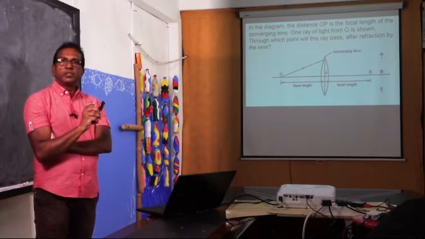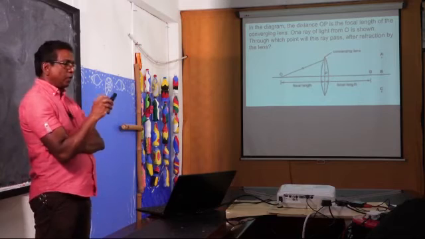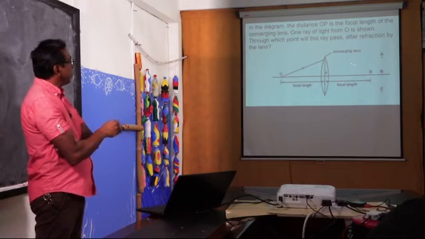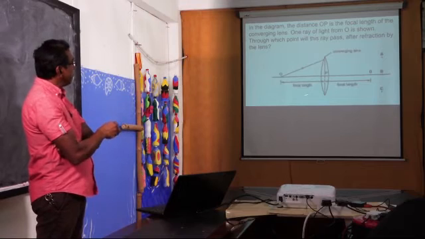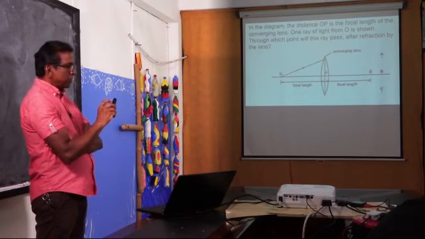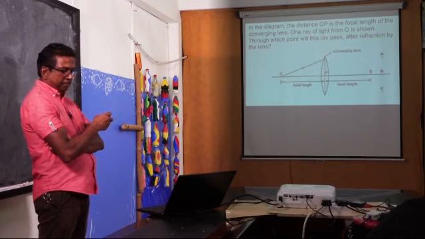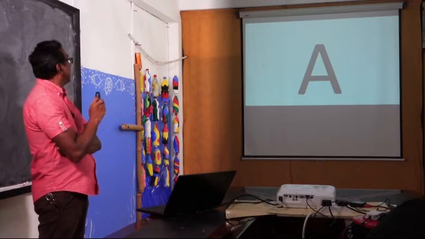You remember 3 lines I gave you earlier? One going parallel through F, going to the optical center, and one going through the F will go parallel to the principal axis. Therefore, the answer is A. Look at this one.